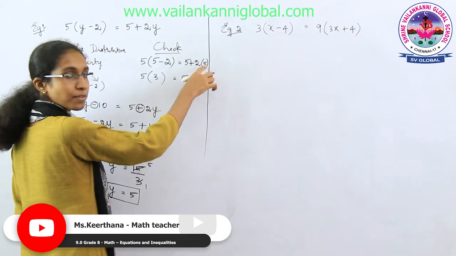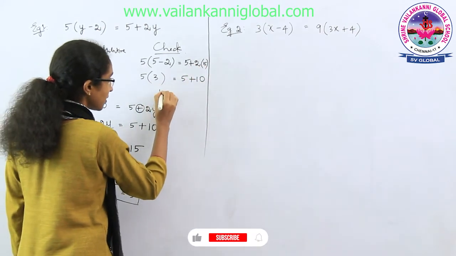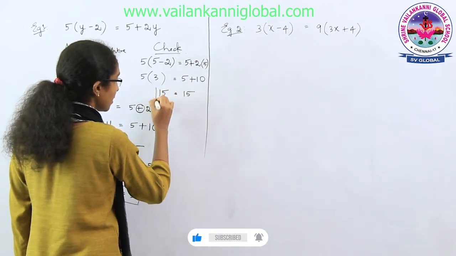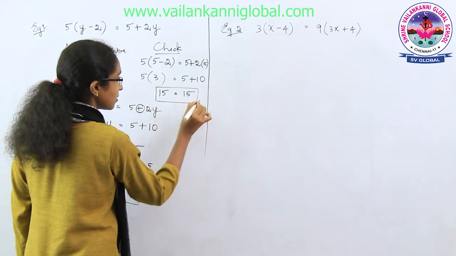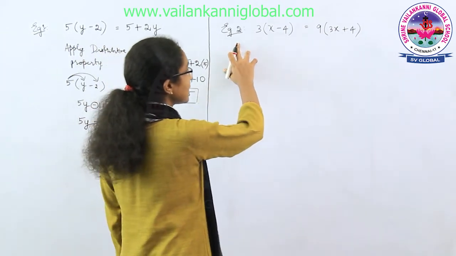2 multiplied with 5 gives us 10. And 5 multiplied by 3 gives us 15. 5 plus 10 also gives us 15. Hence the answer is right. So let us have a look at the second example also.